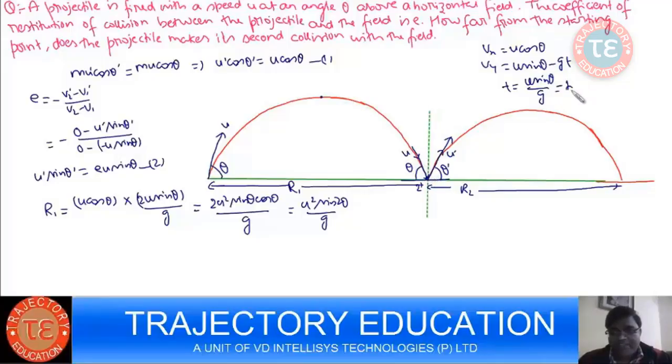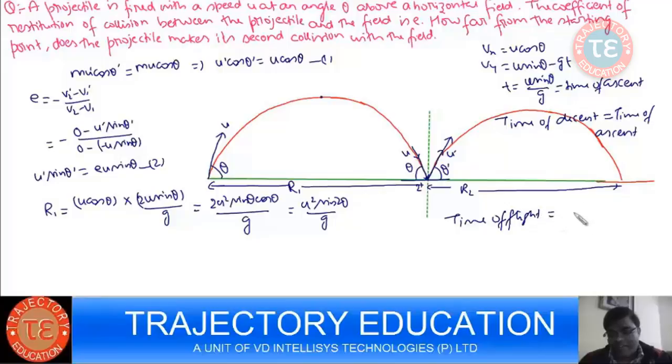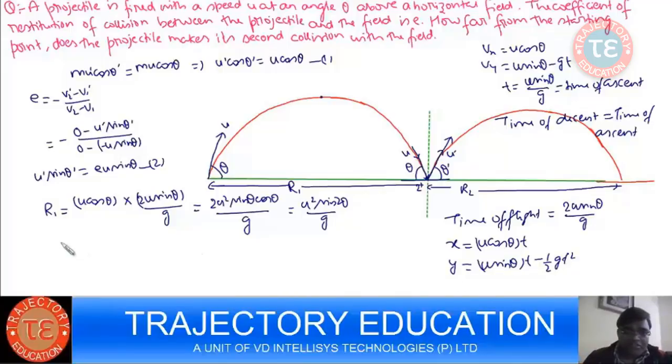So this is the time of ascent, you can say. I'm just revising your knowledge. So the time of descent is also the same. Time of descent is equal to time of ascent, right? So time of flight comes out to be 2u sin theta by g, right? And x, the horizontal distance covered by the projectile, is given by u cos theta into t, and y is given by u sin theta into t minus half gt square.